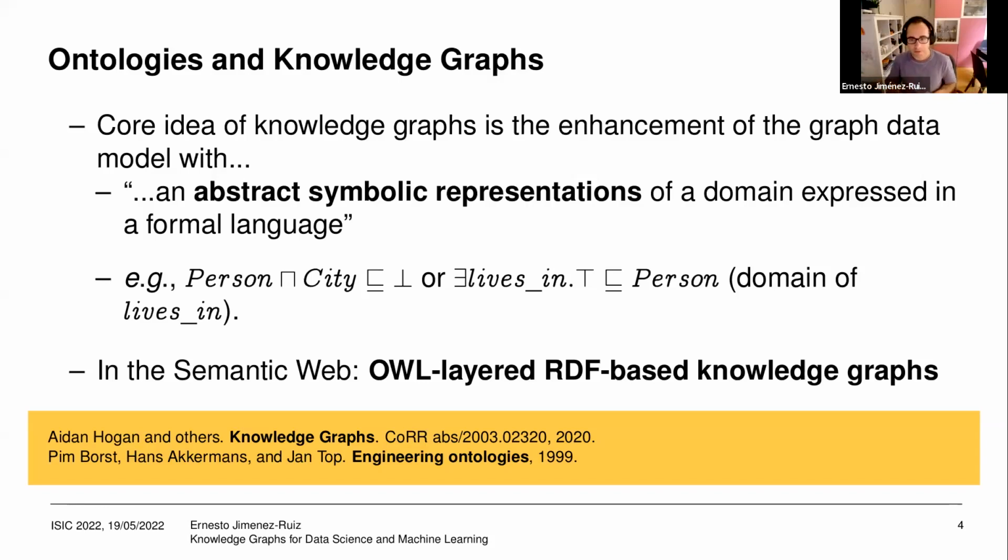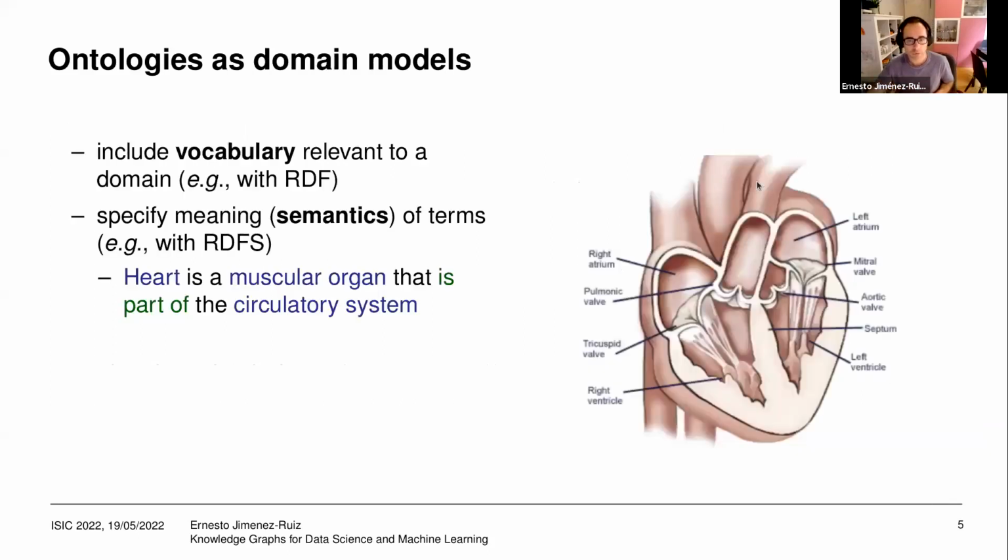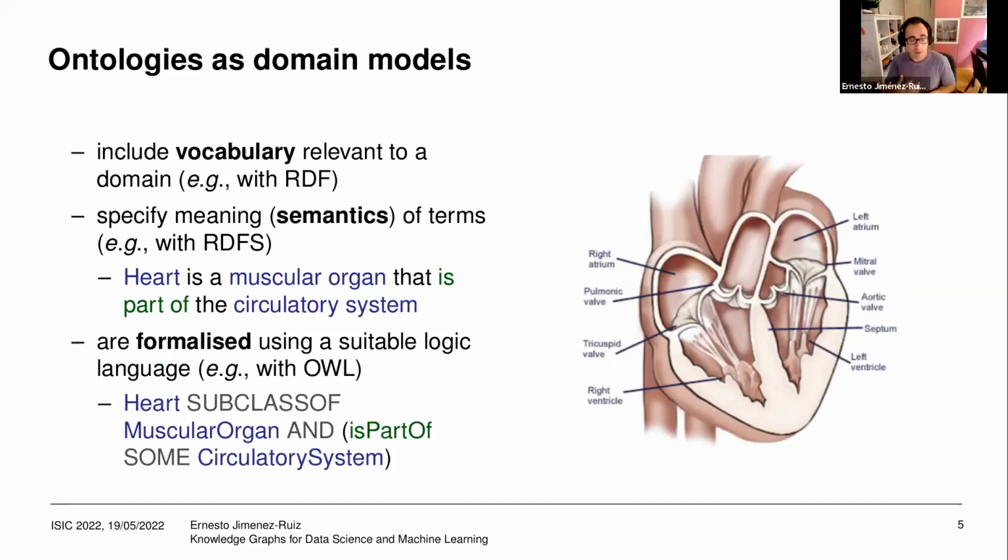So now you already know what I mean when I talk about knowledge graphs, so we can move on. I assume that most of you at this conference know about ontologies, but just a quick reminder: ontologies provide the vocabulary of the domain, have some semantics about how terms relate to each other, and, very importantly, are formalized using some background logic.